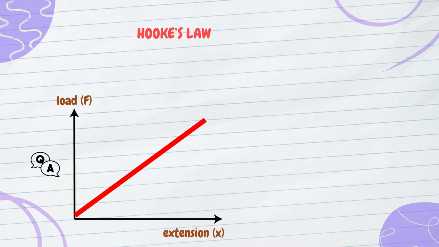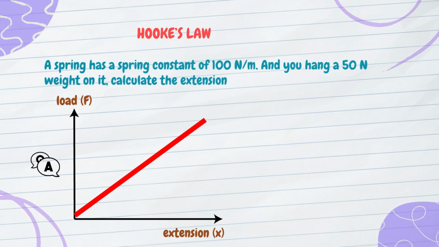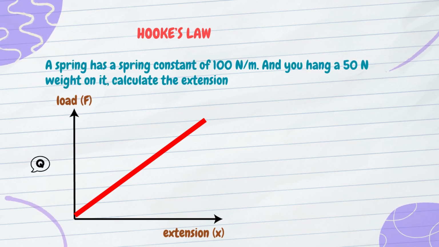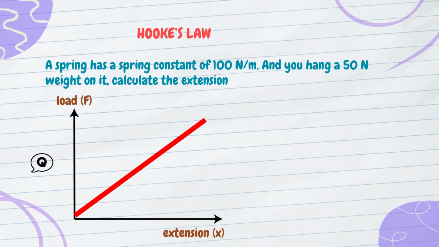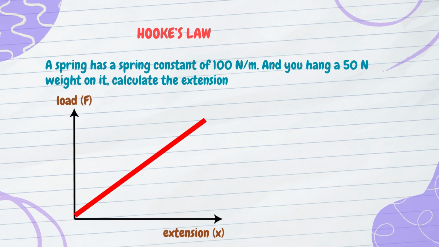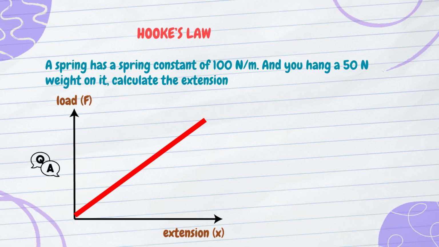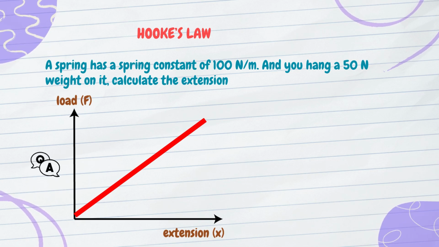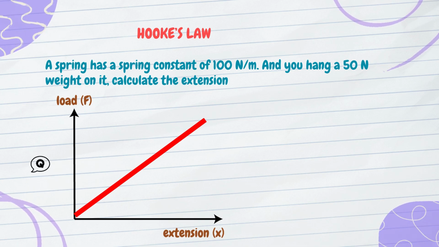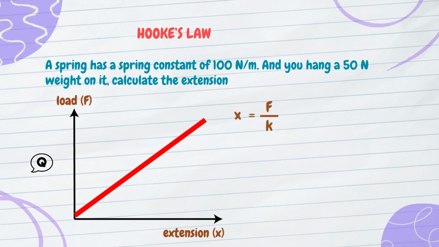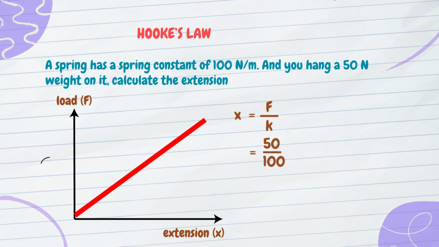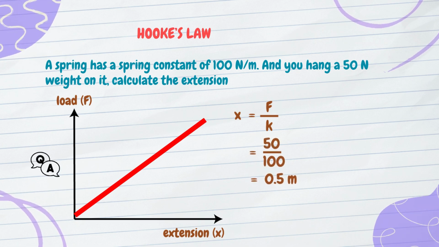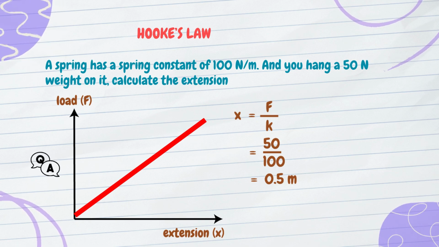Let's plug in a real-world example. Say a spring has a spring constant K equal to 100 newtons per meter, and you hang a 50 N weight on it. Calculate the extension. F over X is equal to K. As we are looking for X, the formula becomes X is equal to F over K. F is 50 and K is 100. This gives 0.5 meters as the extension of the spring.